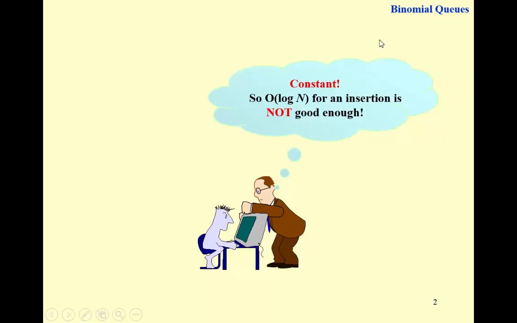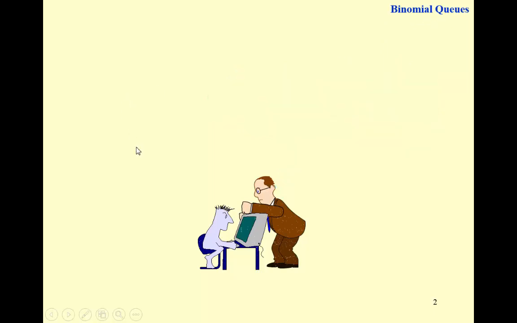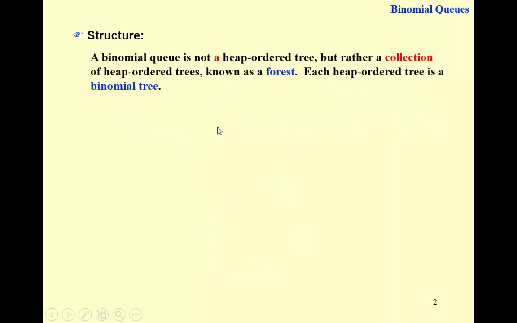Okay, that's why we're introducing this new form of priority queue, binomial queues. It has a very special structure. It's not a tree, but a collection of trees. A binomial queue is not one heap-ordered tree, but rather a collection of heap-ordered trees known as a forest. Each heap-ordered tree is a binomial tree. First of all, each tree has to be heap-ordered, so the order property must be satisfied.